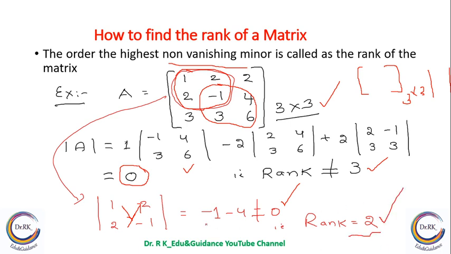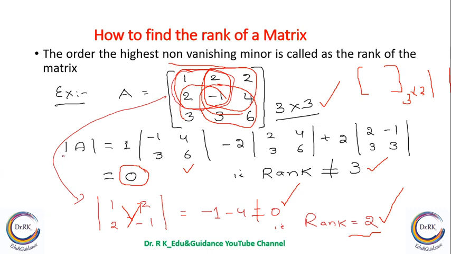Next, suppose a question comes, if this is equal to 0, then what to do? Then we have to check all possibilities. Another 2 by 2 minor is there, this is another 2 by 2, that we have to check. If it is becoming 0, we have to check another 2 by 2 minor. If all are becoming 0, then we have to go down and say rank equal to 1, because it is a non-zero matrix. For a non-zero matrix, rank is always greater than 0.